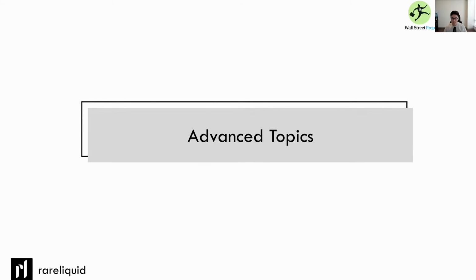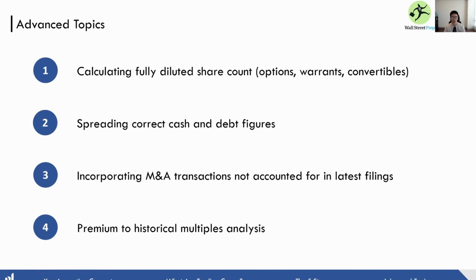then you'll be able to really get good at trading comps if you follow everything that I did on the Excel. So next up, advanced topics. Really quickly, just wanted to touch upon a few things I'll probably make videos about later. One thing that's really important is calculating your true fully diluted share count, which will include things like options, warrants, and convertibles.